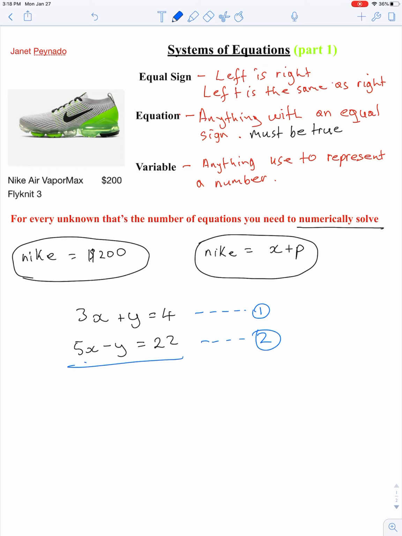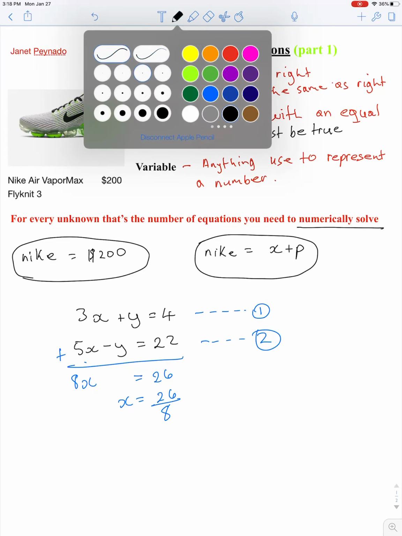Now, you're usually told in your math classes that since the y's are the same, you could just add these equations and you get 8x equals 26, I think, and then x is equal to 26 over 8. Yay! Nice and easy. That's not what we're going to do. We're going to do this using the substitution method.